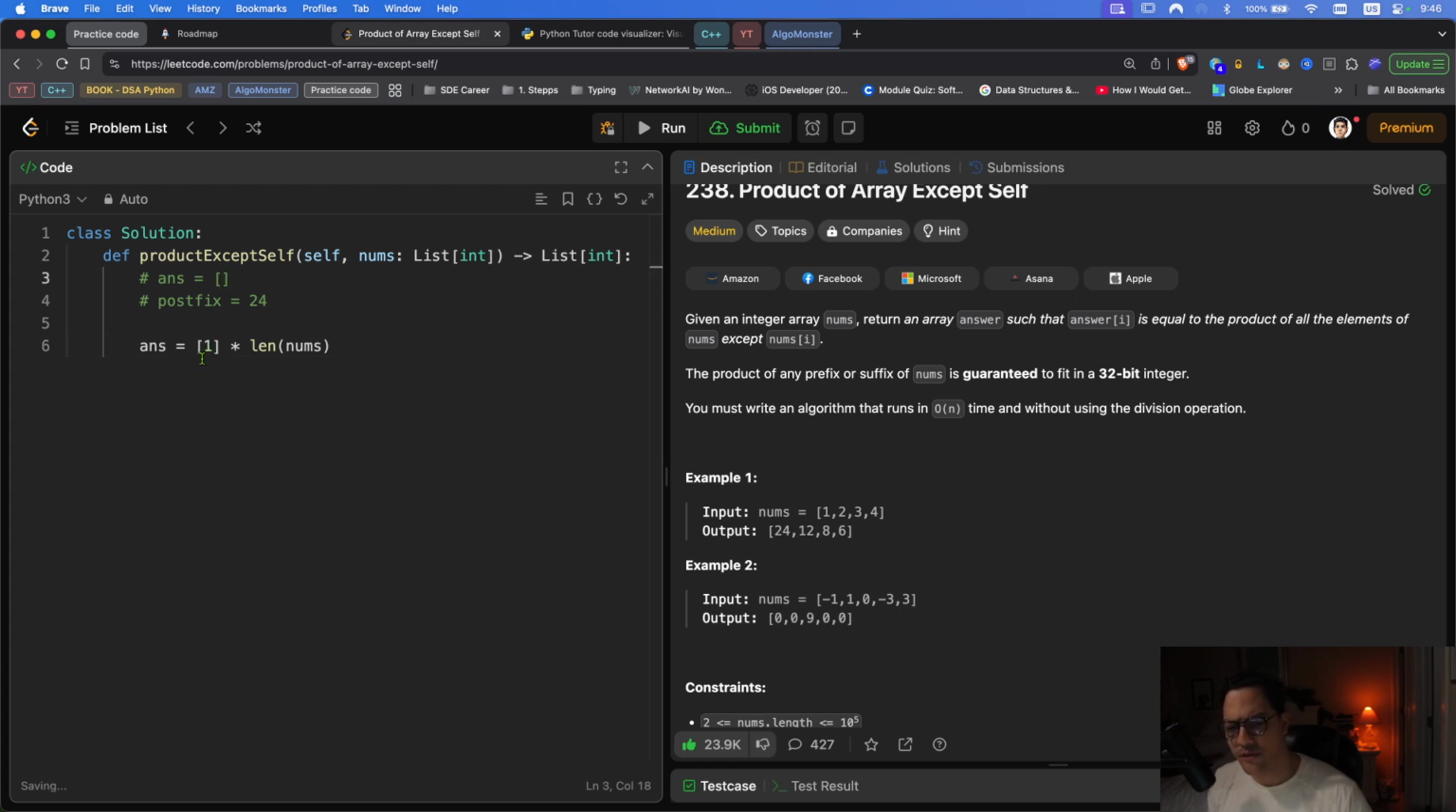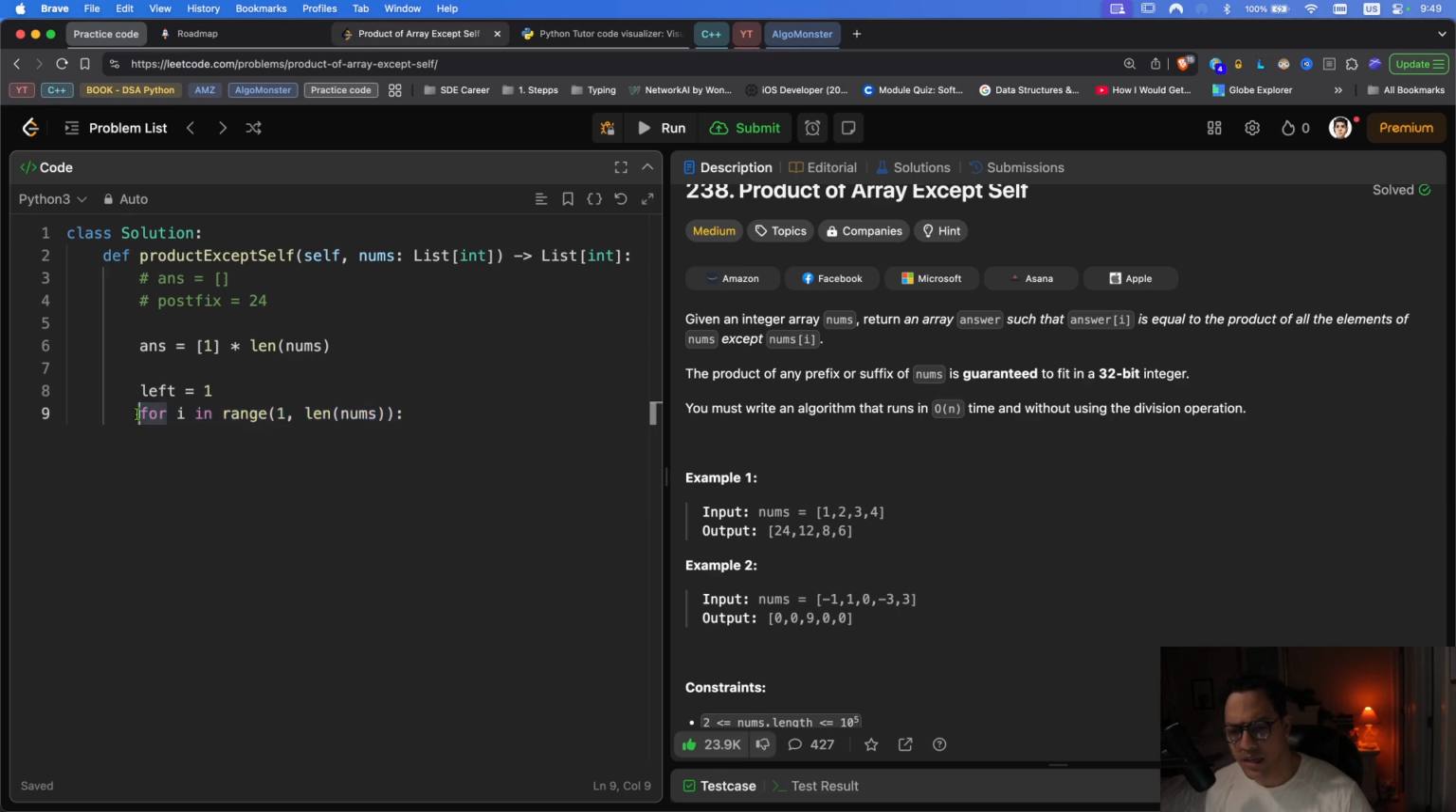So instead of initializing the array empty like this, we're going to initialize all by 1 and multiply that by the length of our array. This is going to give us a neat array that is the same size as our input array. Then the next thing we're going to do is initialize that left pointer. So we're going to initialize that at 1, and then we're going to iterate over our array.